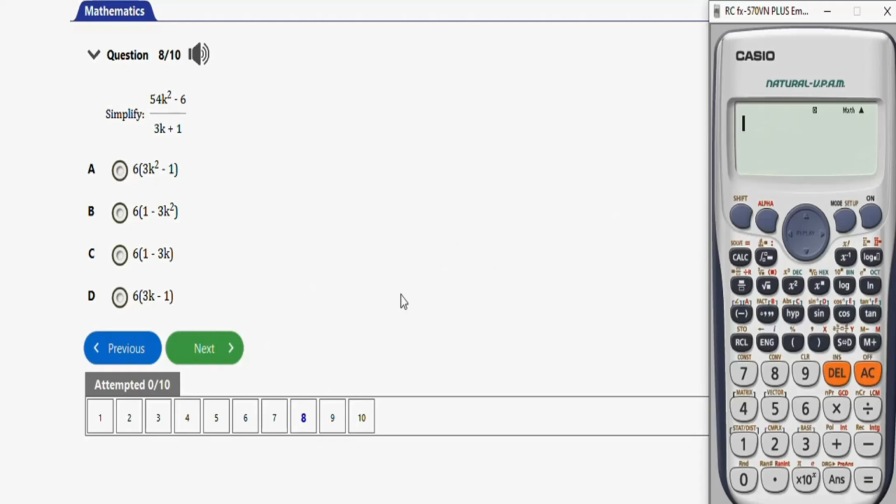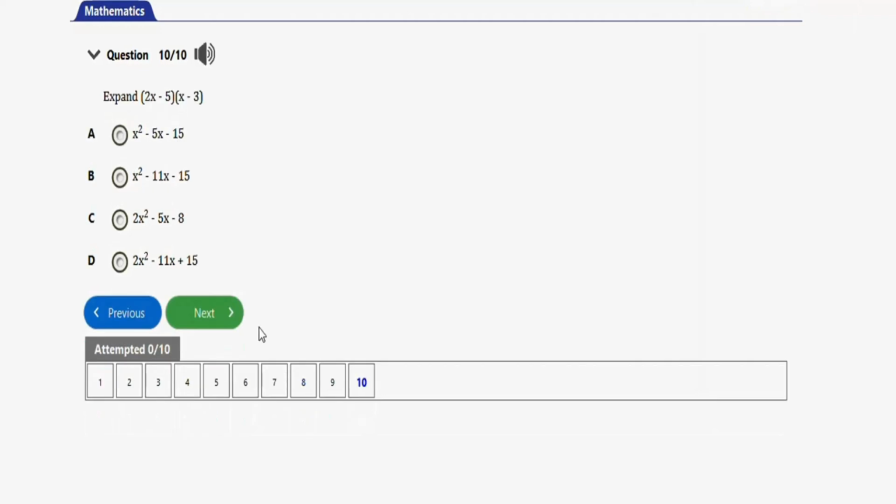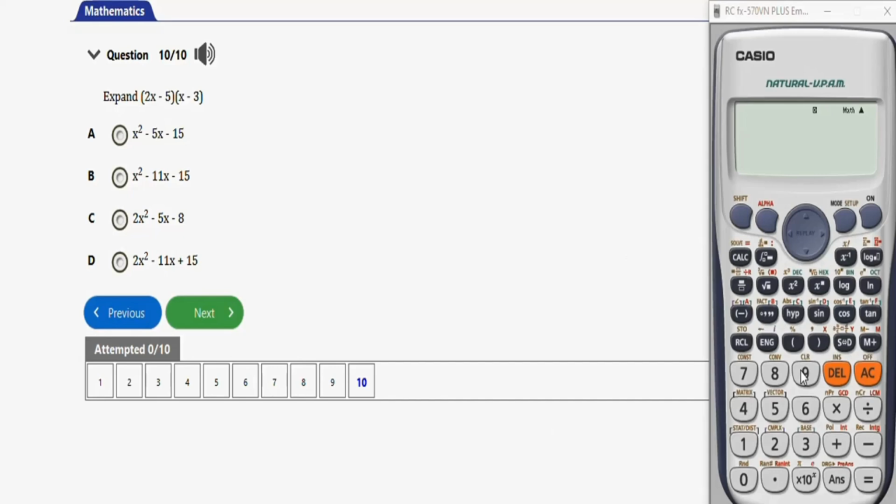The last question before I end this video will be this one. It says expand this. For this question, we're still going to work with the x we stored as 2 on the calculator. Let's solve this. So x is still stored as 2. So we have 2x minus 5, close the bracket.